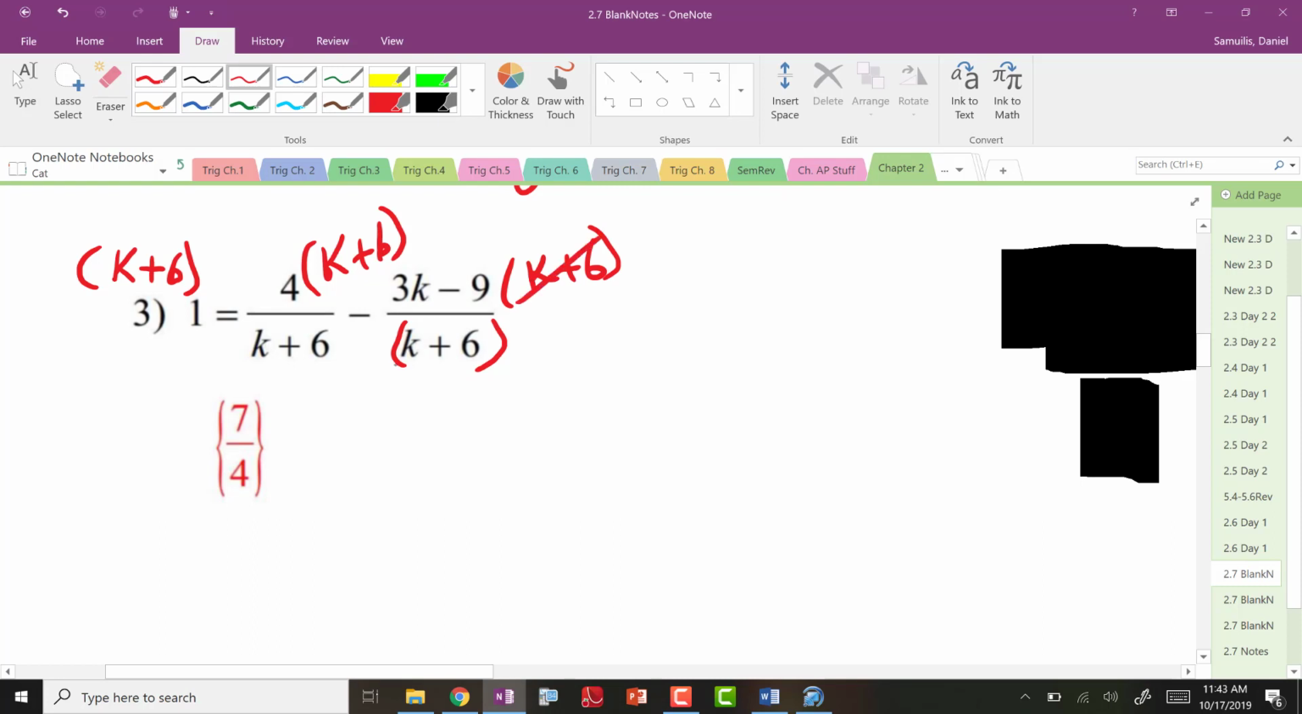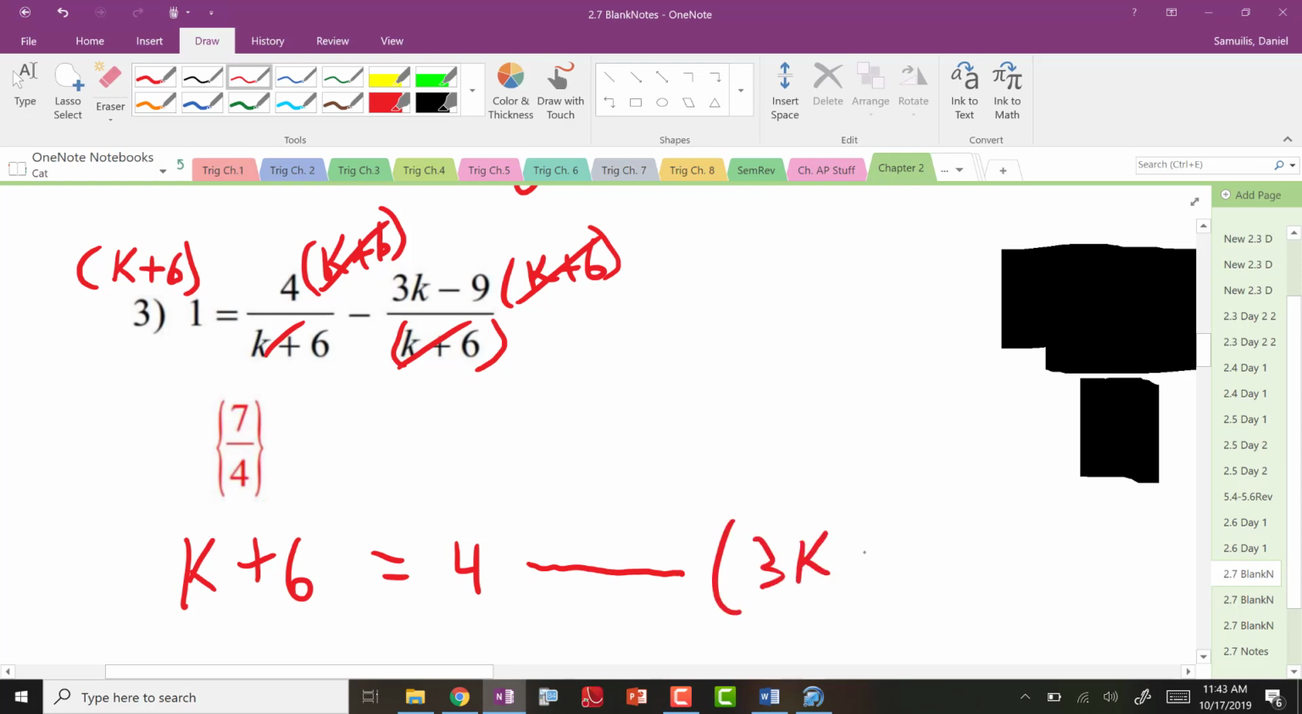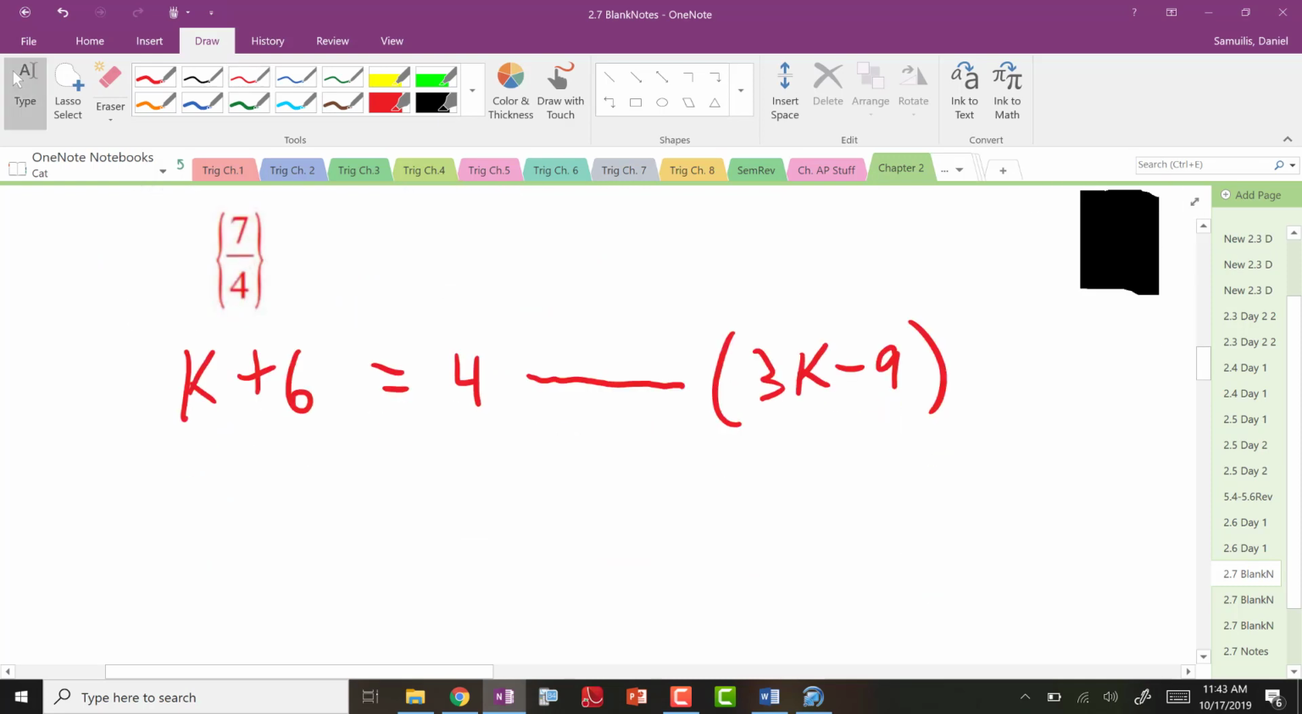And then destruction. Destruction. Oh no! 1 times k plus 6 is just k plus 6. And then this, it's just 4 because the k plus 6, oh, here we go. Minus, do you see that minus sign? Okay, minus destruction. Now this requires parentheses. What does that mean about the minus sign? You're supposed to distribute it.